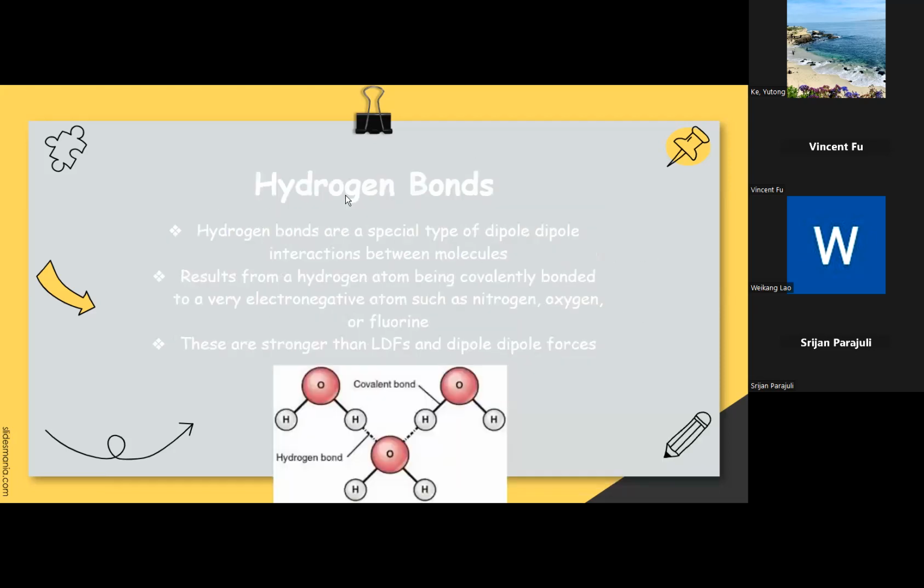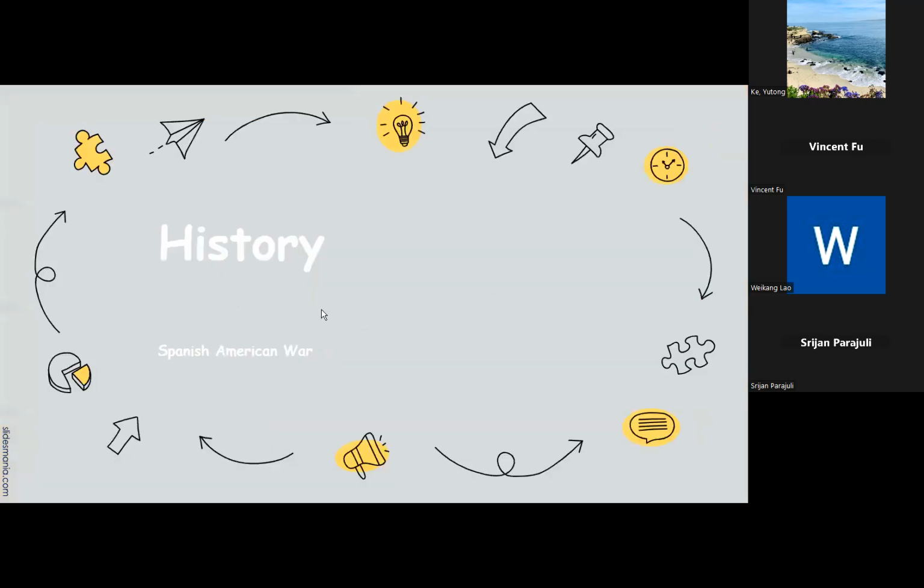And for our final intermolecular force, there are hydrogen bonds. They're a special type of dipole-dipole interaction between molecules. They result from a hydrogen atom being covalently bonded to a very electronegative atom, such as nitrogen, oxygen, or fluorine. And they're much stronger than LDFs and dipole-dipole forces, usually. And you can kind of just see them. It's the hydrogen bonded to the oxygen of another water molecule. And I think that's it for chemistry.